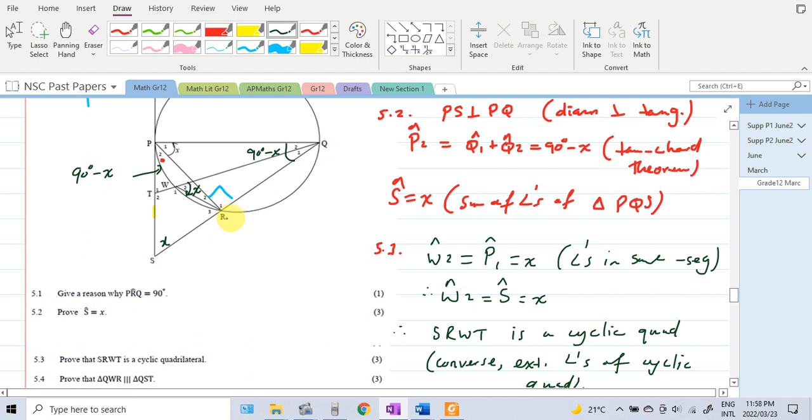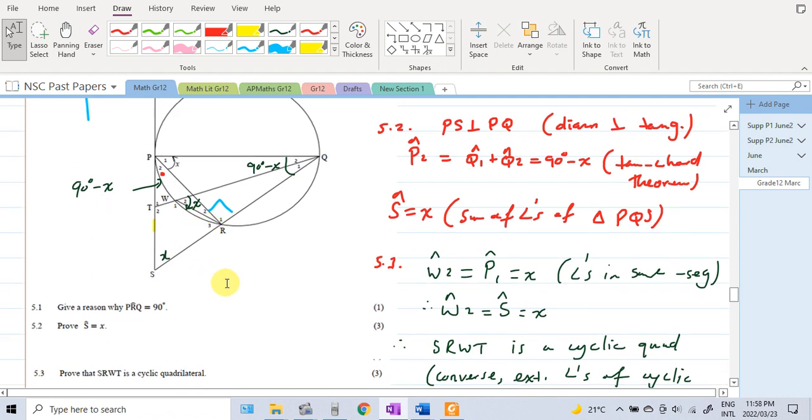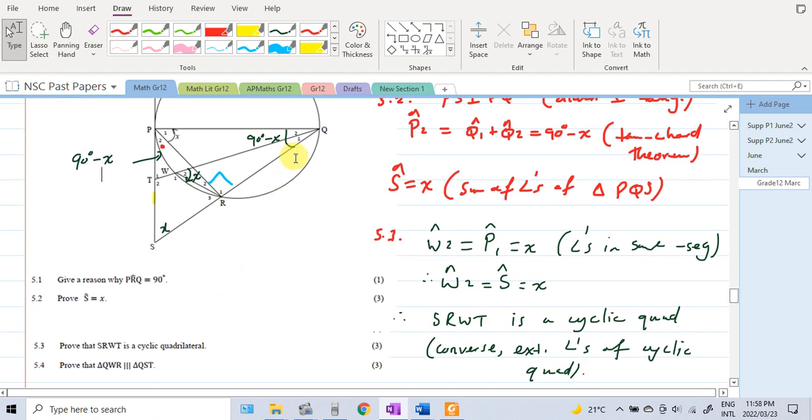QWR is now similar to QST. It's a very small triangle. So we can say angle Q1 is common, right? This small triangle is basically this triangle here compared to the entire big triangle QWR. We can say angle Q1 is common.